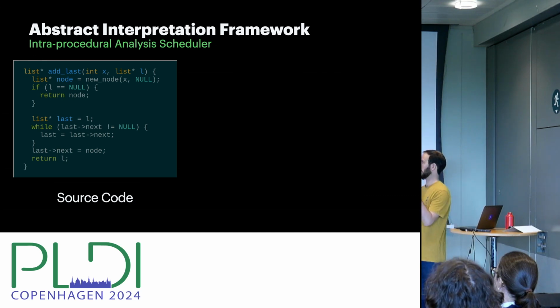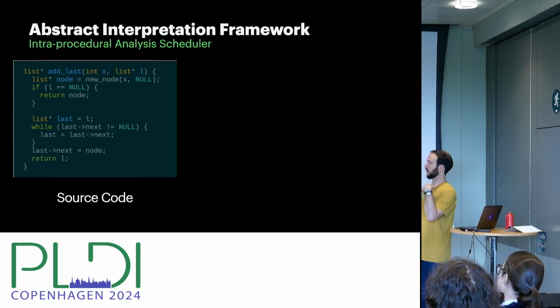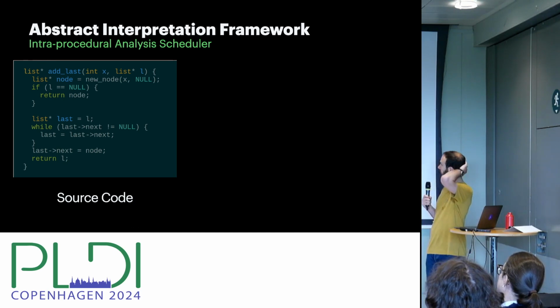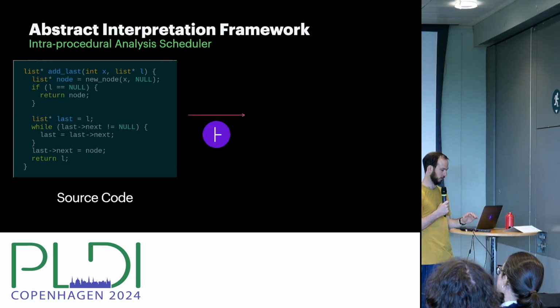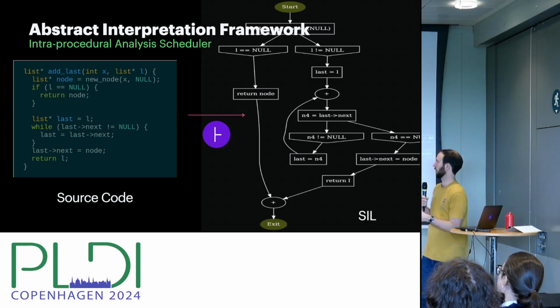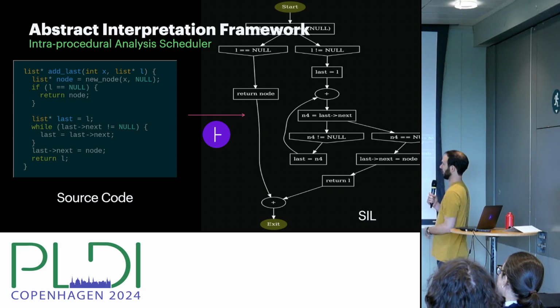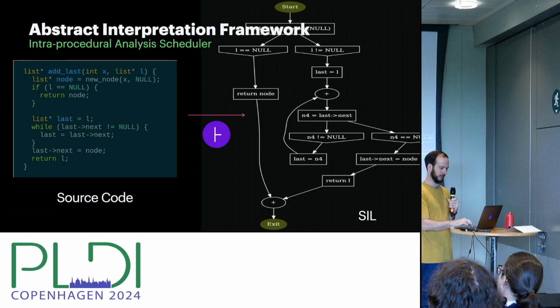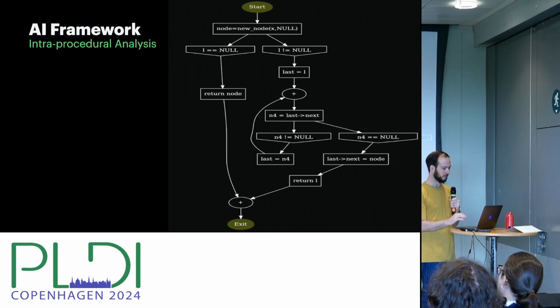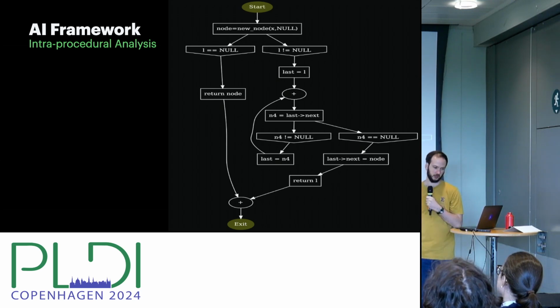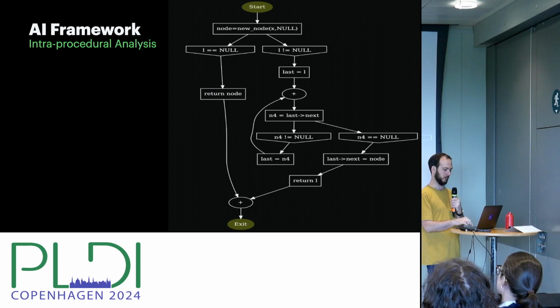Just like the on-demand analysis gives you an inter-procedural scheduler for free, the AI framework does the same thing for intra-procedural. When we have source code, we translate it to SIL, which becomes this big CFG. Here I cheated, I didn't write actual SIL in the nodes. It's still the C code, more or less, because it gets a bit too gory. If you were to start from this, you'd have to do a whole bunch of logic to analyze CFGs, but the AI framework does that for you.